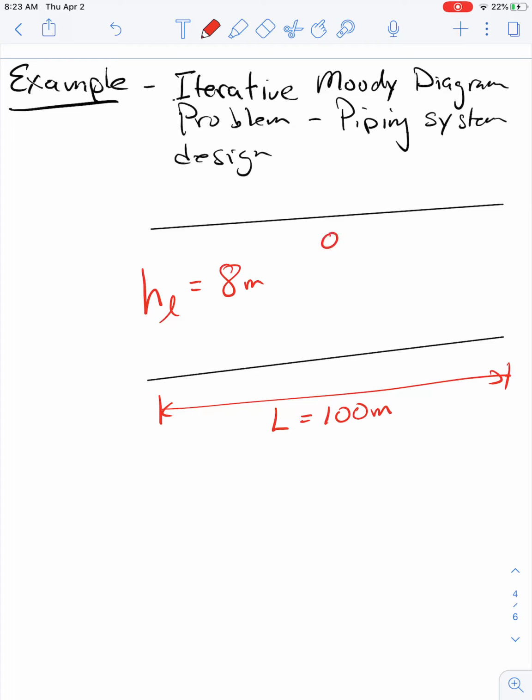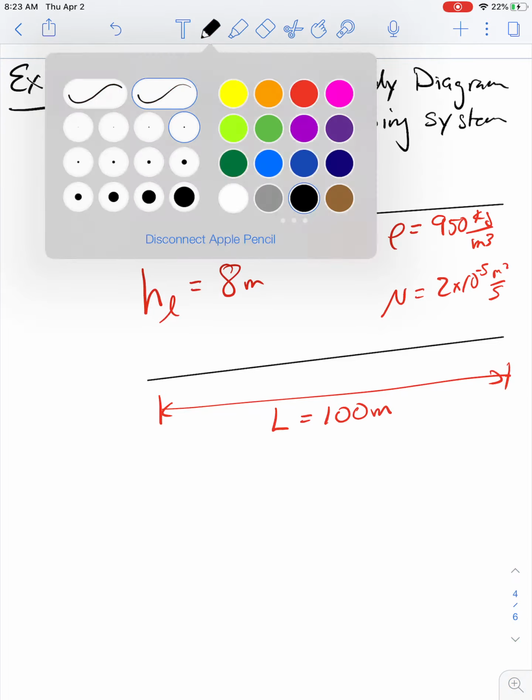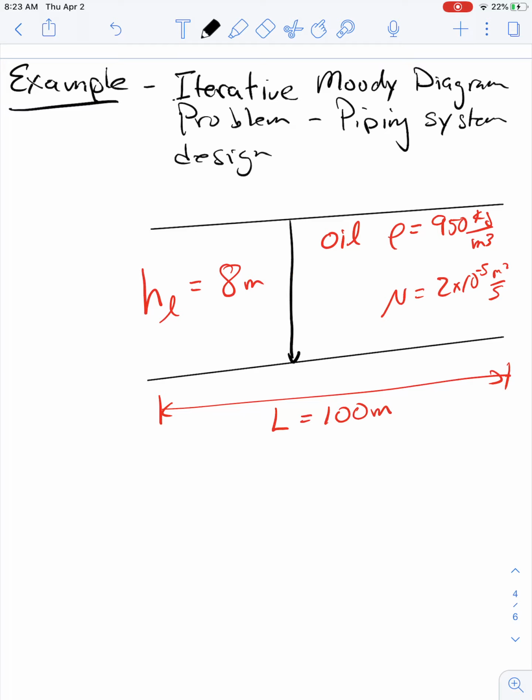The material is oil, and it has a density equal to 950 kilograms per meter cubed, and it has a kinematic viscosity of 2 times 10 to the negative 5th meters squared per second. We're also told that the diameter of the pipe, D, is going to be equal to 30 centimeters. All right, so let's think about what we have here.